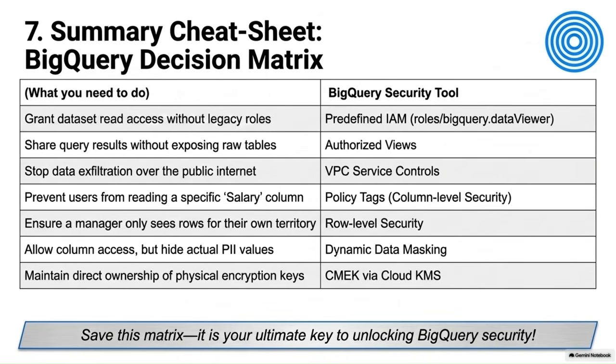So whenever in your interview you are asked about any sort of security or sharing data, always think about this matrix: how you want to share the data, how you will place the data, how you will implement it for a column or a row, whether you want to mask it, whether you want to physically have encryption keys on yourself, whether you want to grant data viewer roles. So think from this matrix perspective, it will be very helpful.